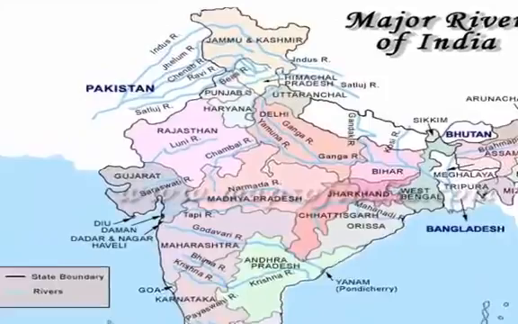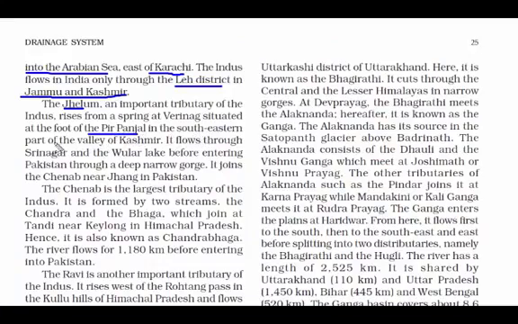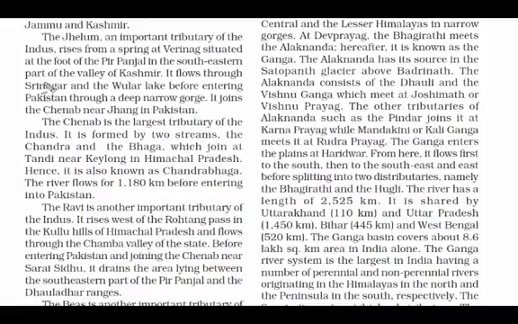Now Jhelum, one of the tributaries of Indus, rises at the foot of Pir Panjal in the southeastern part of the valley of Kashmir. Even this river enters into Pakistan through Srinagar and the Wular Lake, and then joins the river Chenab near Jhang in Pakistan. So that was all about the river Jhelum. Coming to the next river, Chenab. It is the largest tributary of the Indus.